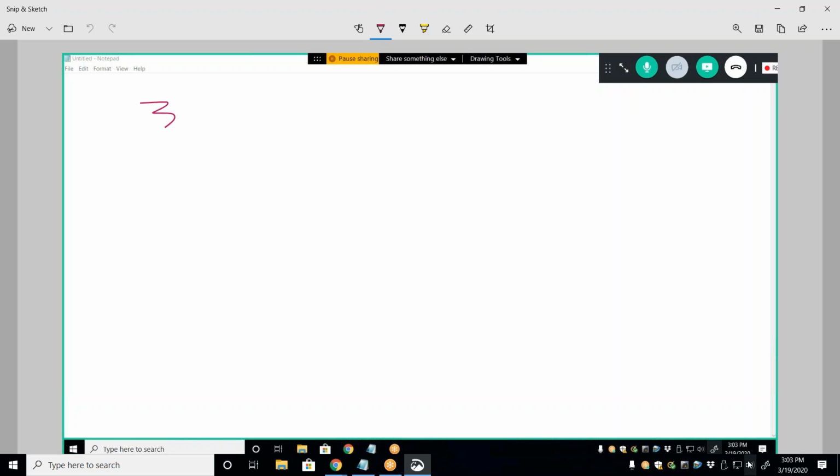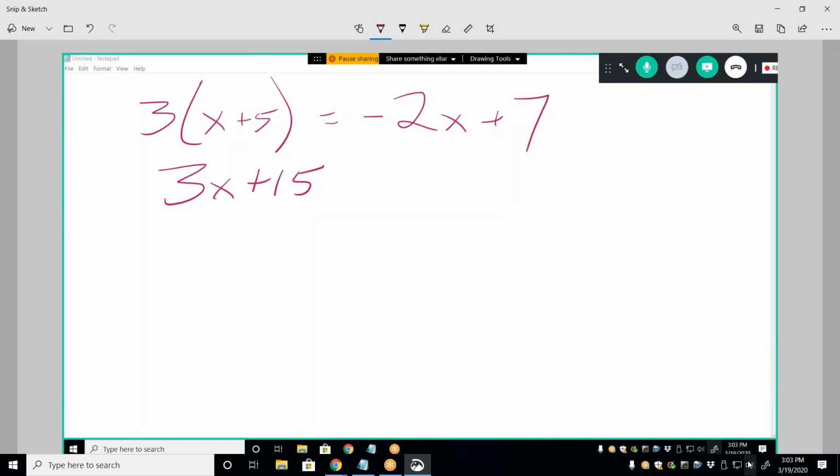Let's try something like this. Here we have variables on both sides of the equation. So what do you think the next step is? To do the parentheses. Okay, good. Get rid of parentheses. How do I do that? What's the next line? So it would be 3x plus 15 equals negative 2x plus 7.